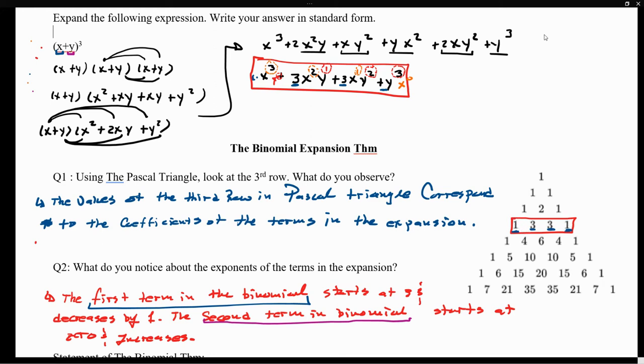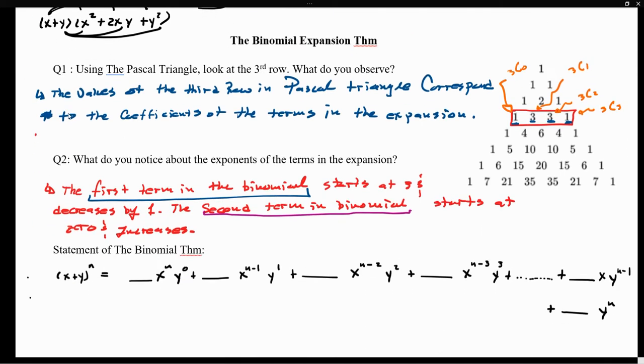But in our previous lesson, we have also said that these values are nothing more than combinations, because the value of 1 can be seen as 3 choose 0. And the value of 3 can also be seen as 3 choose 1. This value of 3 can be seen as 3 choose 2. And this 1 can be seen as 3 choose 3. So we go back to the statement here.